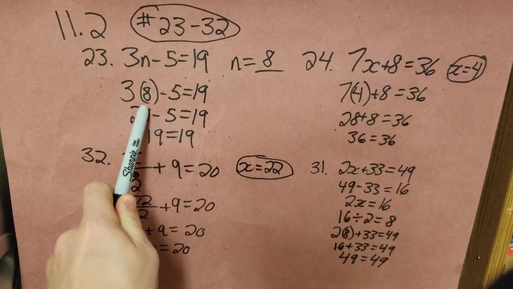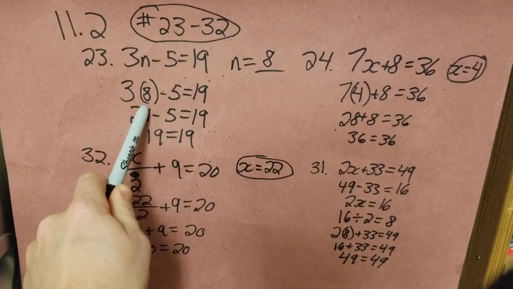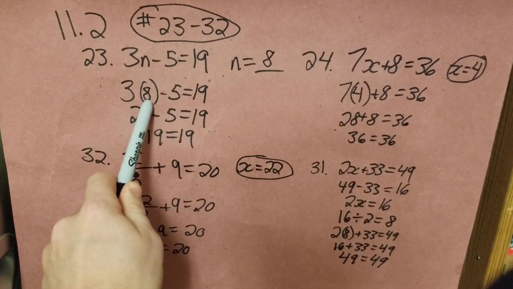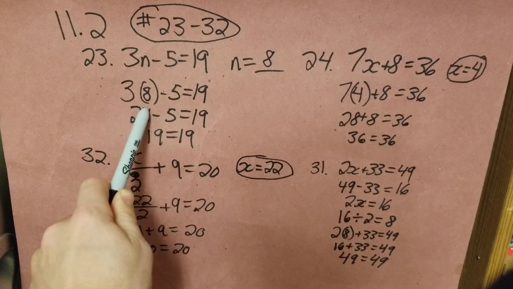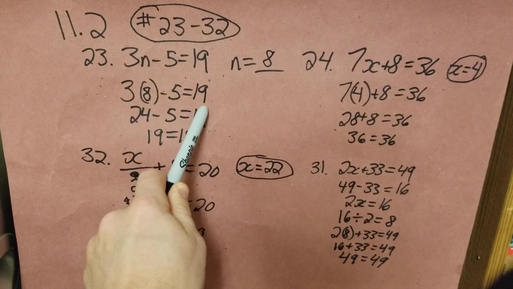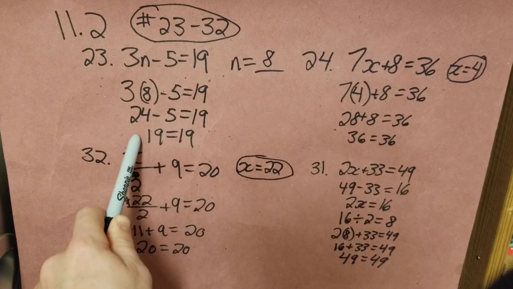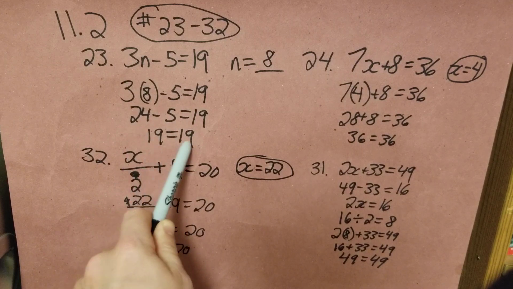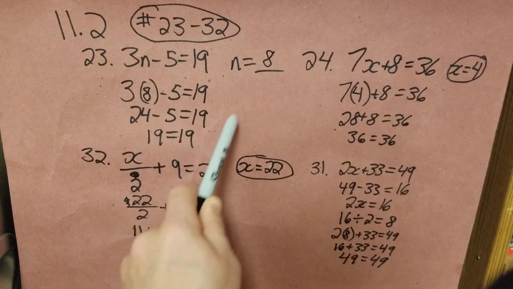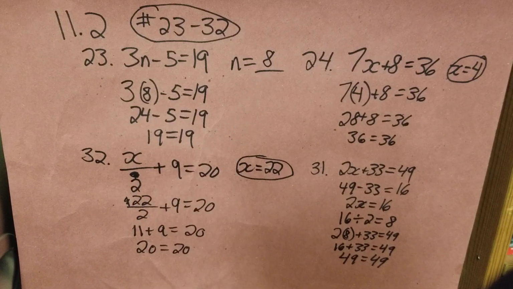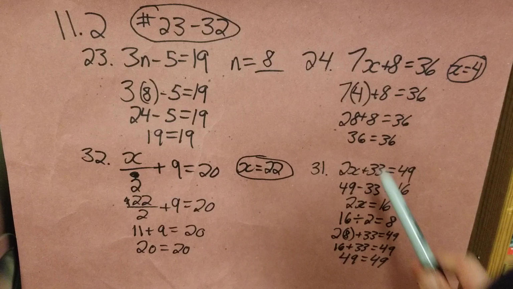So I'm telling you that the answer is 8, so you are replacing n with 8. 3 times 8 minus 5 equals 19. 3 times 8 is 24. I keep my minus 5 equals 19. 24 minus 5 is 19. 19 equals 19, so therefore n is 8. Simple enough.